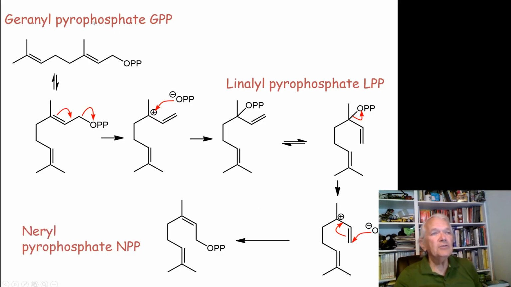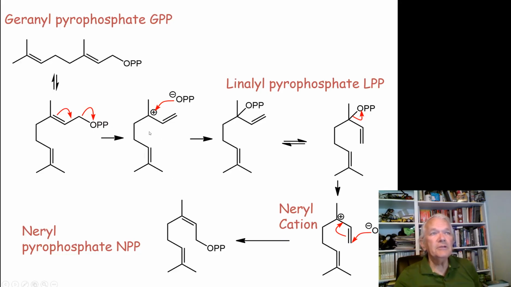So there's actually these 3 molecules. They're all isomeric, and it turns out that all 3 of them can serve as precursors to other molecules. It turns out that the neryl pyrophosphate is a precursor to a whole lot of the terpenes, and we're going to do a lot of work with neryl pyrophosphate derivatives.